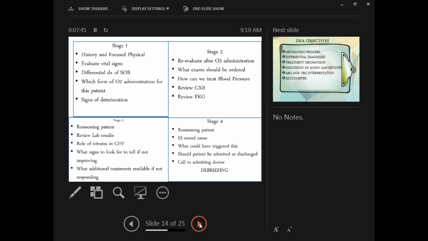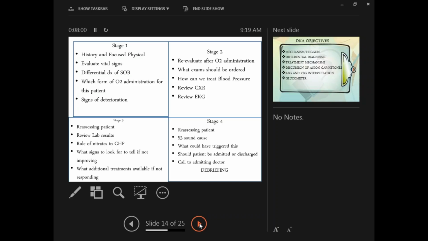So in this case, probably the first line could maybe be Lasix, since we think he's volume overloaded. The physical exam shows edema, JVD. So that might be the first line for his blood pressure. And then reviewing the chest x-ray and EKG in this stage so they know where to go with the rest of the case.